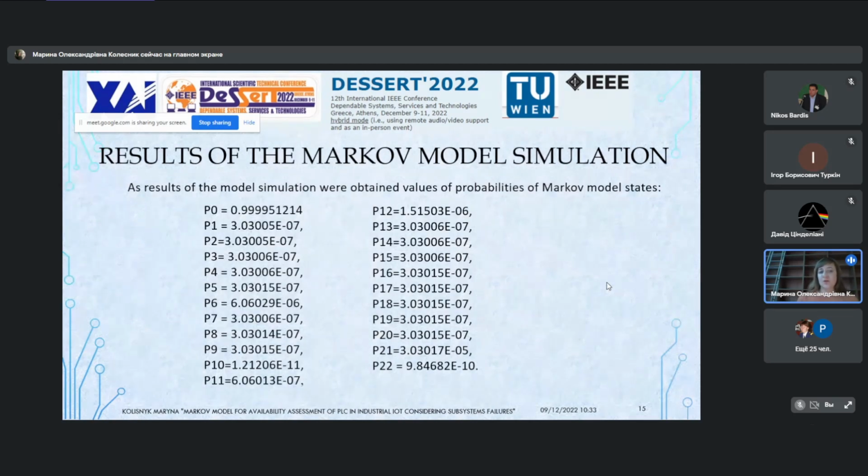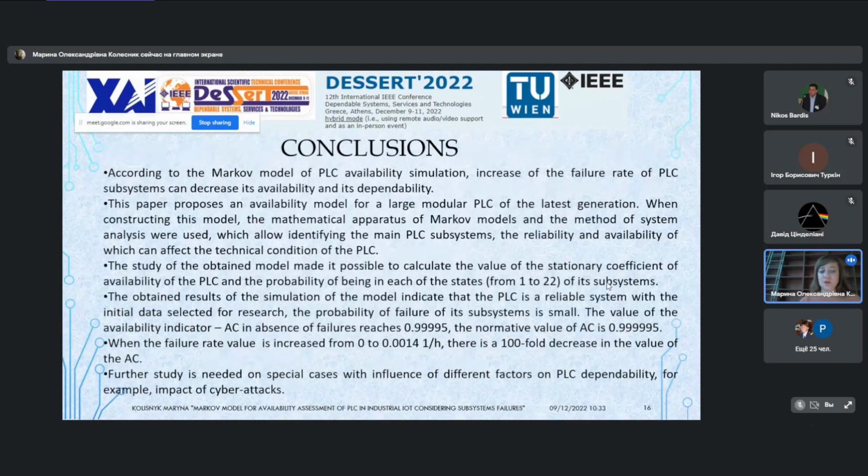As a result of the model simulation, we obtained values of probabilities. Each of states, like failure state of subsystems, can be defined with its probability. And we see that probability of good working state is high, but not enough, because the normative value of AC is 0.9999905. So, according to the Markov model of PLC availability simulation, increase of the failure rate of PLC subsystems can decrease its availability and its dependability. We saw that in 100 times.